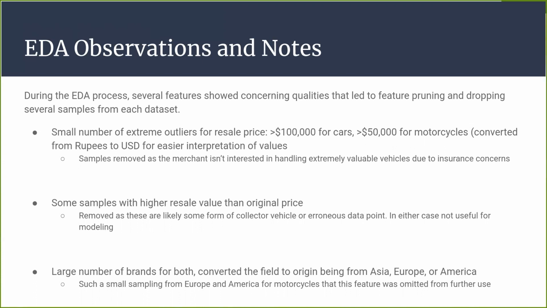Finally, the brand field augmentation that I did was not enough. I actually found still a very wide variety of brands present. So I went ahead and grouped these even further into vehicles originating from Asia, Europe, or America. However, even after doing this, I found that there was such a small sample for Europe and America for the motorcycle data set. I'm talking like 6 samples. I went ahead and omitted this feature from further analysis for that data set.